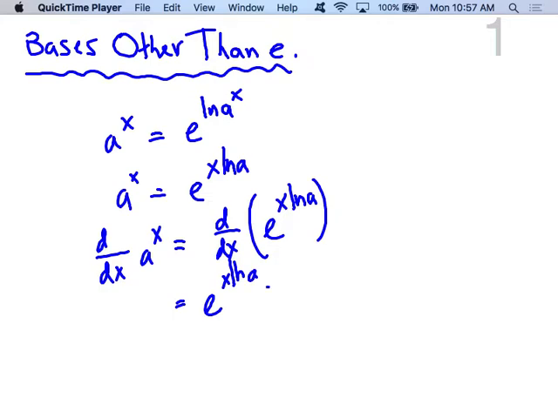Times? Yep. 1 over a. Why? Because it's the natural log of a. Keep going. The derivative of the natural log of a. Let's back up. What's the derivative of this? E to the x natural log a. What's the derivative of e to the anything? With the chain rule. Okay, so there's the e to the anything. Now I need the chain rule. What's the derivative of x times the natural log of a?